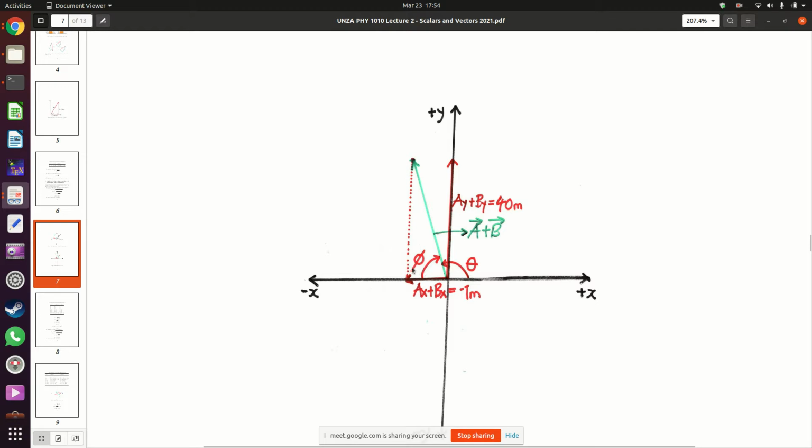Now, depending on where the vector is in the xy plane, your phi can be positive or negative. Or phi can be equal to theta, especially in the first quadrant here. In the first quadrant, your phi is equal to theta. This theta is always measured from the positive x-axis, then you move in an anti-clockwise direction.